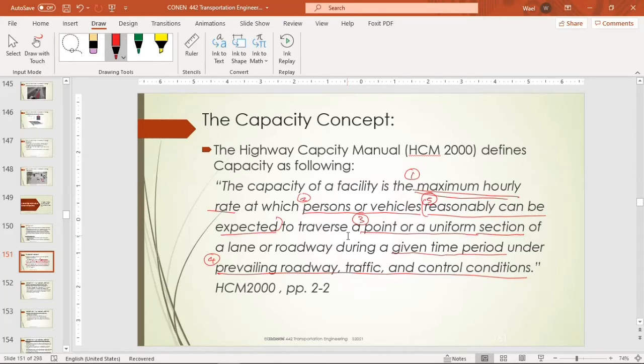Again, capacity of a facility is the maximum hourly rate at which persons or vehicles reasonably can be expected to traverse a point or a uniform section of a lane or roadway during a given time period under prevailing roadway traffic and control conditions. That means, for example, if you are measuring capacity for an approach at an intersection, it depends on the signal timing. So it depends on the control conditions. Maybe the capacity is low, but if you increase the green time for that approach, the capacity improves. Any questions?